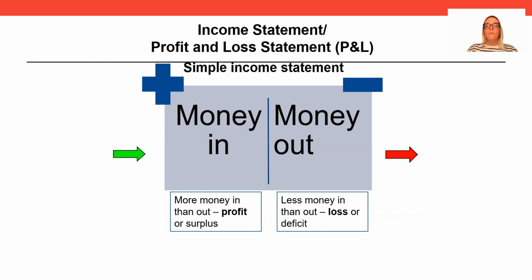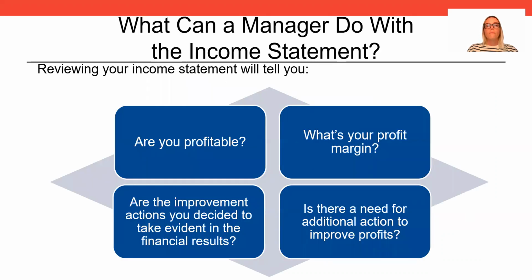If you've got more money coming in than going out, then you have a profit or surplus. If you've got more money going out than coming in, then you've got a loss or a deficit. And so that's what the profit and loss statement is ultimately talking about. What can a manager do with this profit and loss or income statement? Well, reviewing it as a manager will tell you, are you working for a company that's profitable? What's the profit margin of your company? So how much profit are they making?